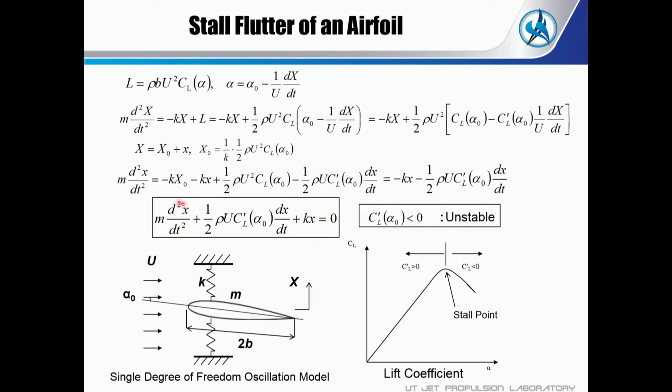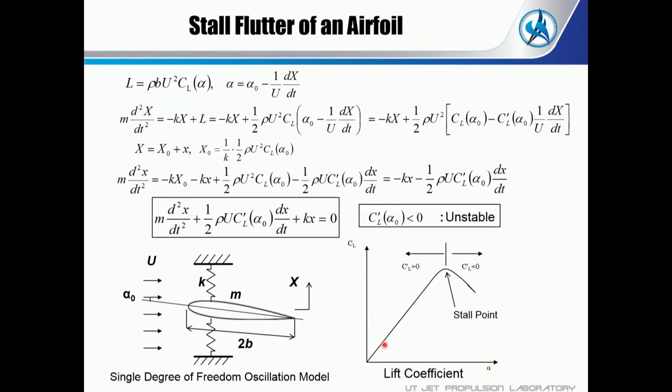And this is an oscillation equation with a damping term, and this is the damping coefficient. And this one, CL prime, is the slope of the lift curve, the gradient of the lift coefficient. So if the gradient of the lift coefficient is negative, flutter occurs. As you know, this is lift coefficient versus alpha, the angle of attack.